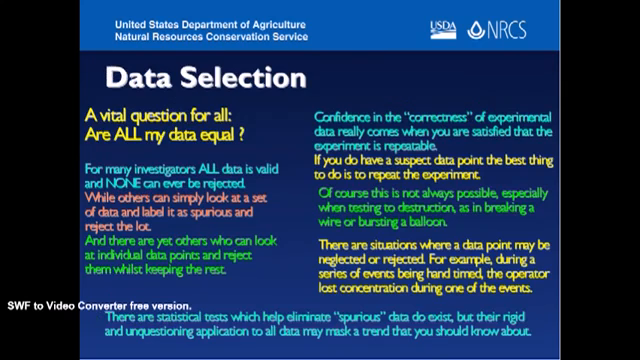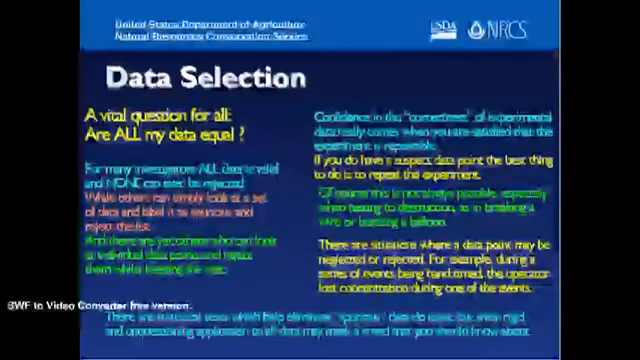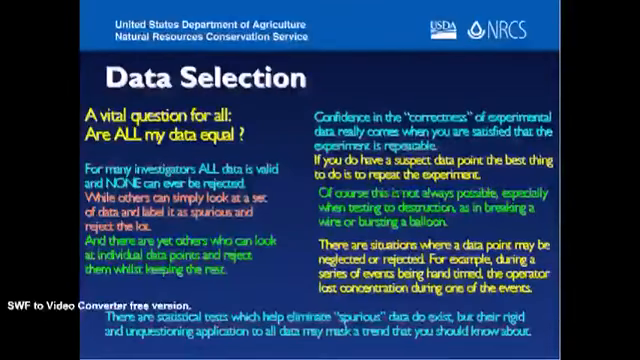So let's take a look at your data selection, because this is something that a lot of you struggle with. A vital question for everybody is, are all my data equal? A lot of the soil scientists think all their data is valid and none of it will ever be rejected. Others may look at a single set and label it as an incorrect set of data, and they'll throw away that whole data set. And then there are others that will look at the individual key points, reject those, and keep the rest of them. And that's the thing you've got to look at.